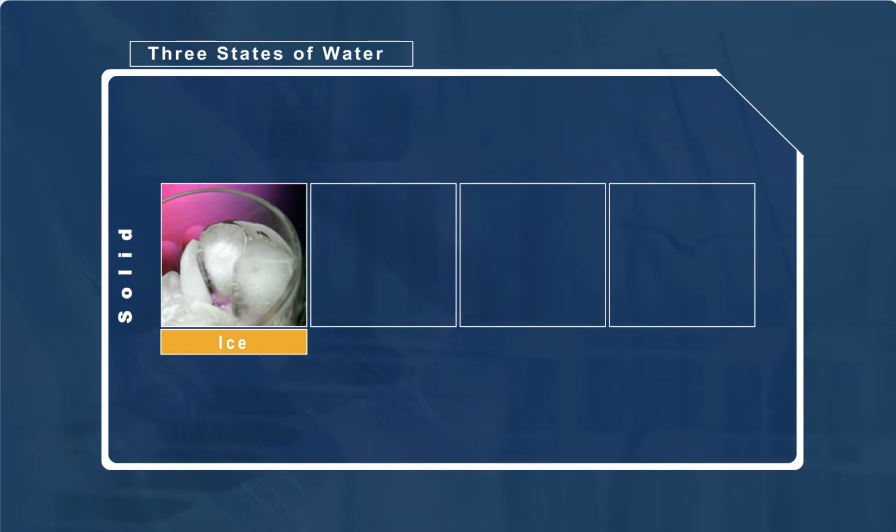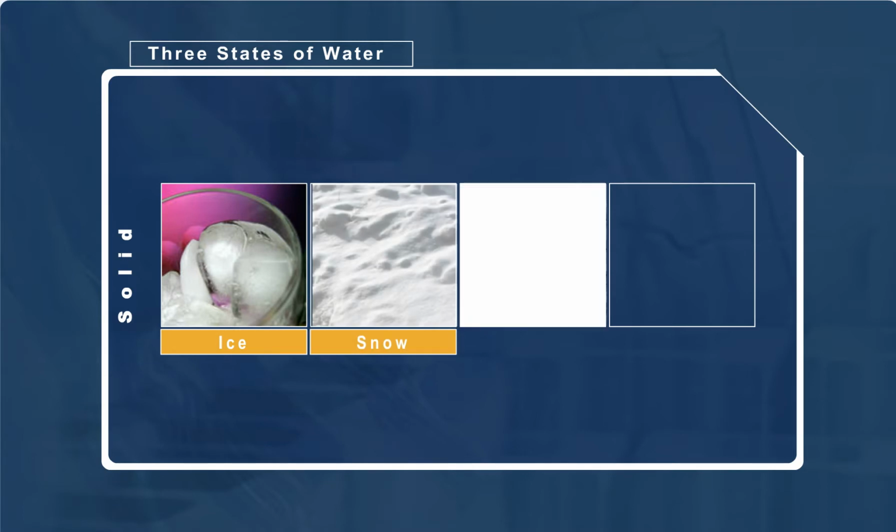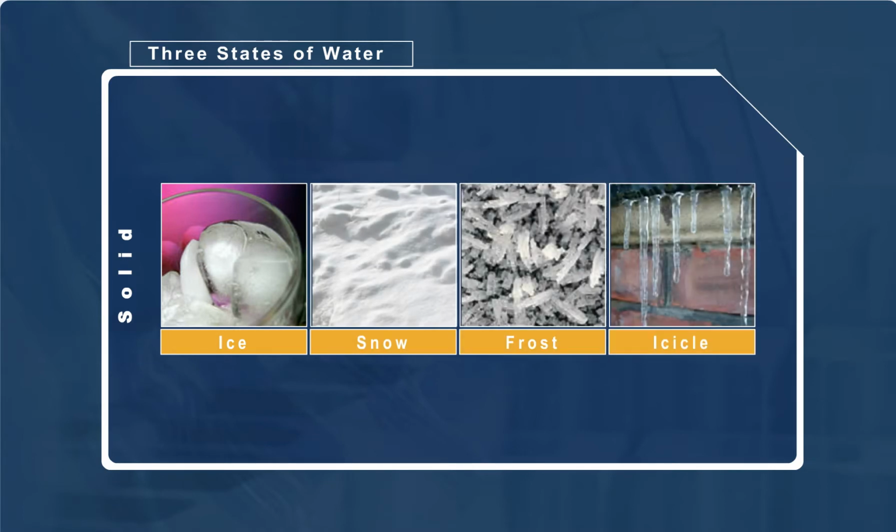Ice which is placed in our drink is water in its solid state. Other examples include snow, frost, and icicles.